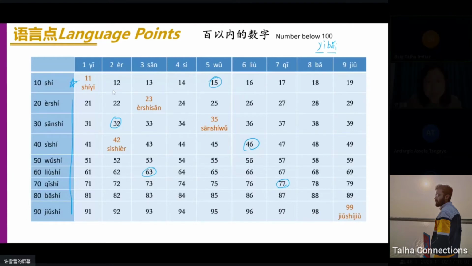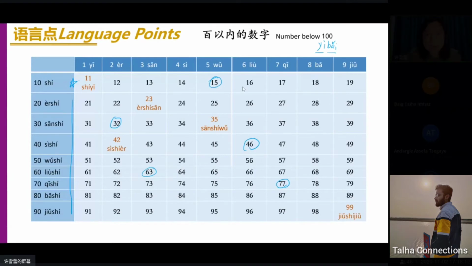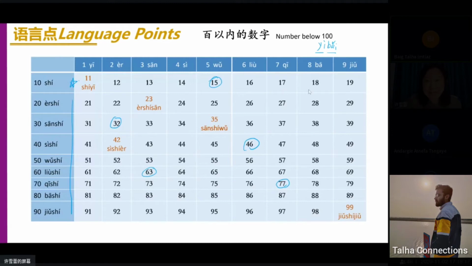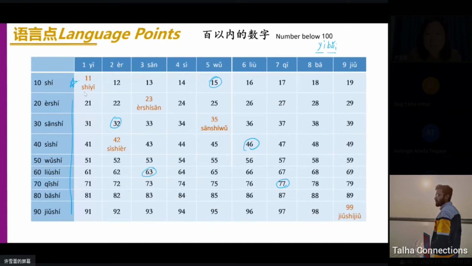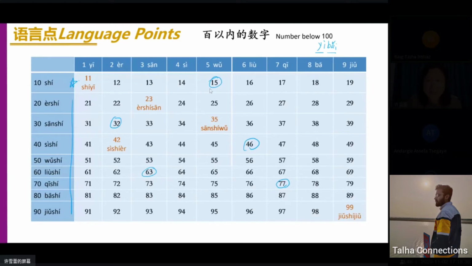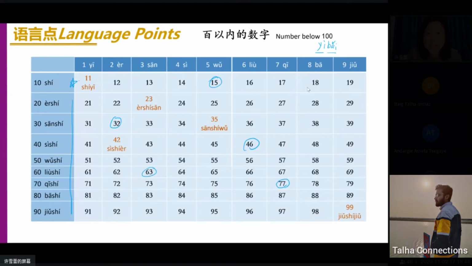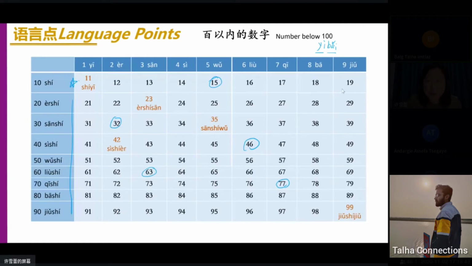11, 12, 13, 14, 15, 16, 17, 18, 19. One more time, read again. 11, 12, 13, 14, 15, 16, 17, 18, 19. Okay, that's from 11 to 19.